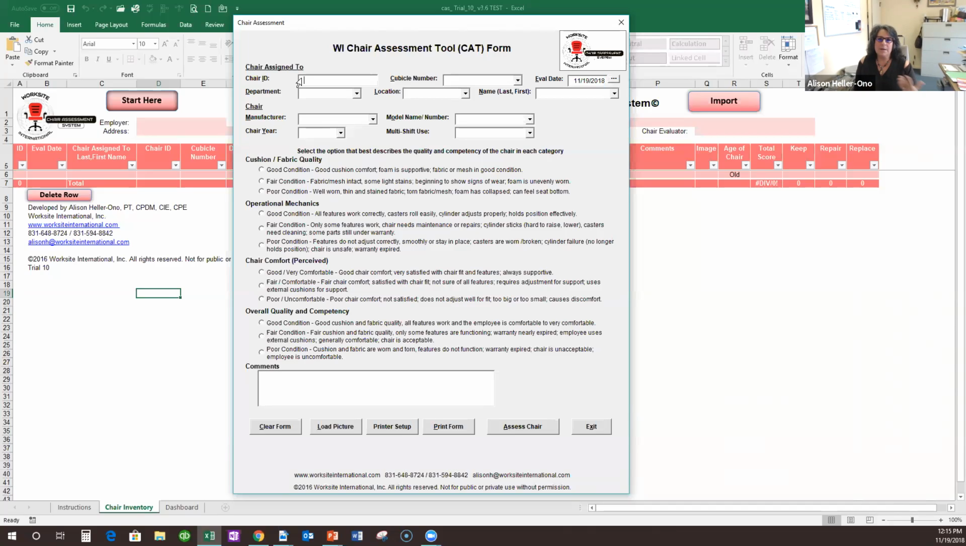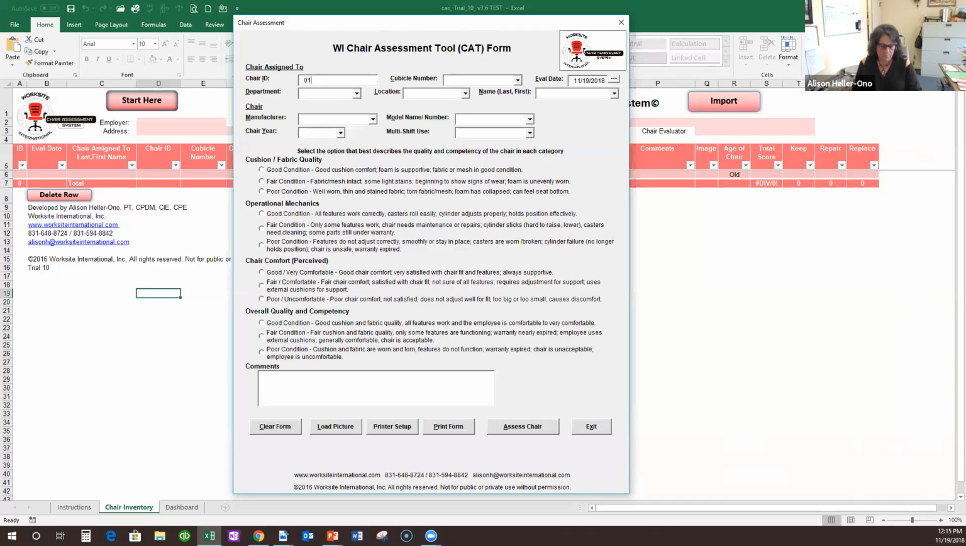Employers will often buy property tags, so you might invest in some property tags that have numbers on them, and those numbers would associate with the chair ID. You could get RF tags, radio frequency tags, barcode tags, things like that, but you need a way to identify that you have assessed the chair.